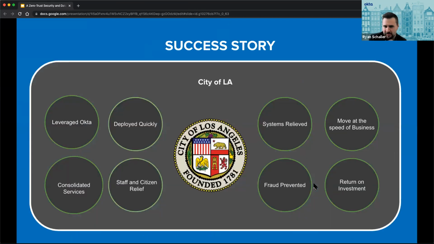Okay, so let's talk a little bit about some success stories. There's more information on our website about some of the counties that we've worked with, but I will highlight the city of LA because I actually got to work with the city of LA personally for some of the preliminary exercises of discovery and having those kind of conversations that I was alluding to. But here are some highlights, and we'll go into those.